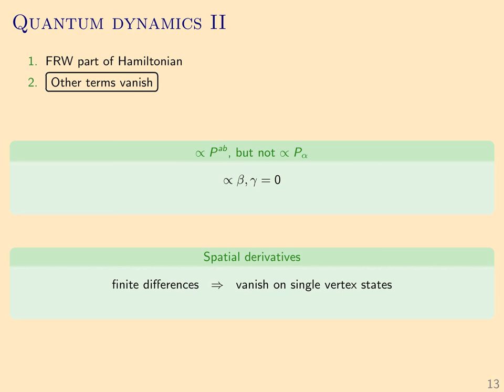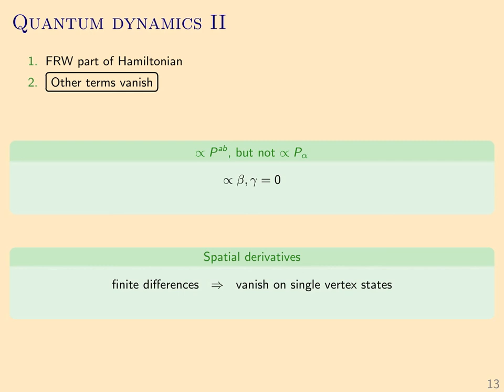The other terms that you find are terms which come from the Hamiltonian, which are proportional to PAB, but are not already included in P alpha, where P alpha was a trace of PAB. Now these terms are proportional to beta or gamma, because beta and gamma were encoding these terms, and we have said that beta and gamma vanish on our reduced states. So we can just choose an ordering where beta and gamma are sufficiently far to the right so that these additional terms vanish on the reduced states.